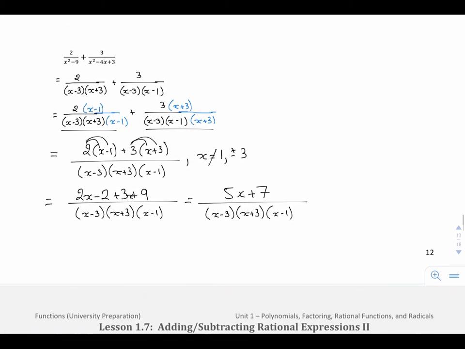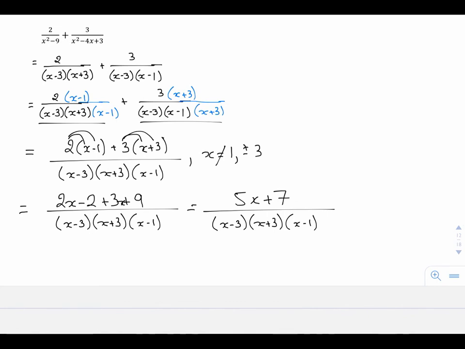And that's it. Okay, there you have your combination addition of two rational functions with a simplified numerator, and I'll leave the denominator in factored form just so you can see the restrictions clearly.